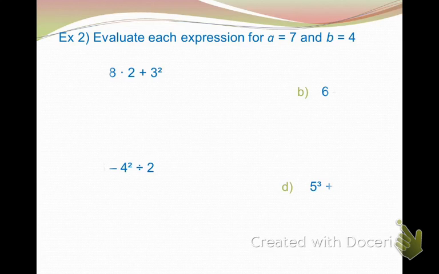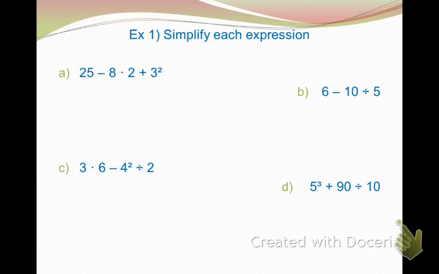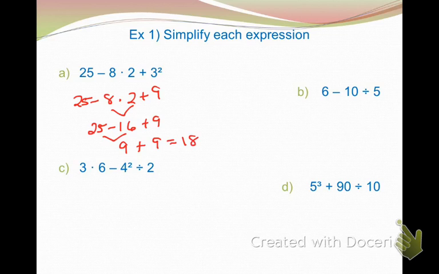So, first, we are going to do exponents first. And so that is 3 squared. And so that would be 9 plus 2 times 8 minus 25. Next is multiplying. So we'll do 8 times 2, which is 16, plus 9, and bring down everything else. And then you do it from left to right. 25 minus 16 is 9, plus 9 is 18.